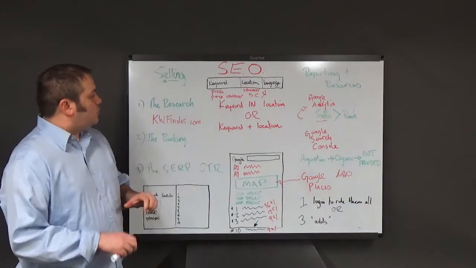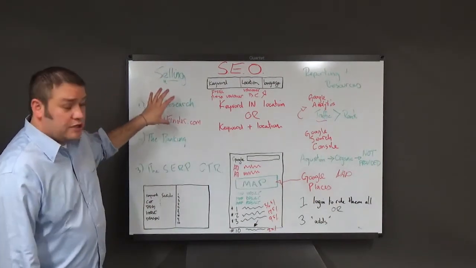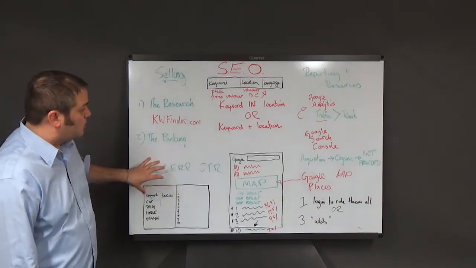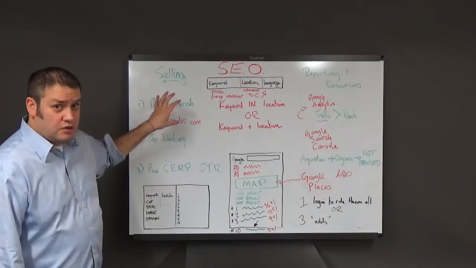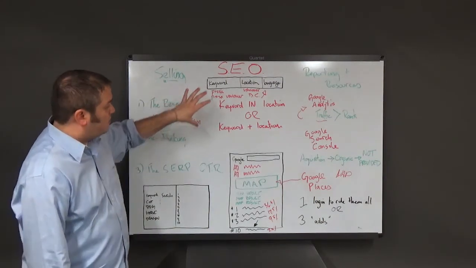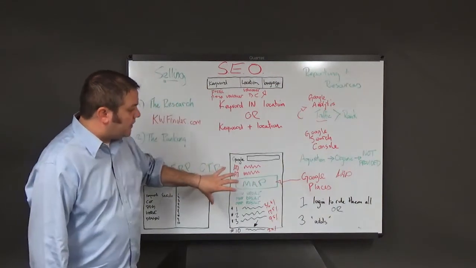So to conclude, number one is being able to sell it. In order to sell it, you've got to research, you've got to figure out where they're at, and then you've got to show them the value add of why that's important. The best tool to accomplish this right now is a tool called kwfinder.com. In there, it's going to help you figure out what the search volume is and where they're ranking.